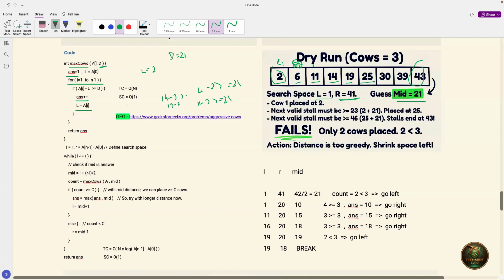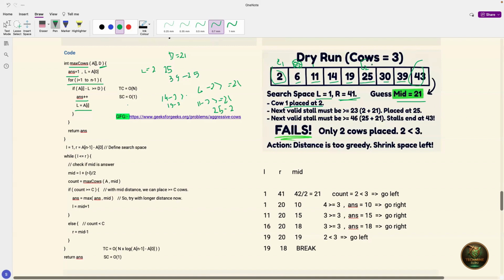Again, we will move to the next index, which is 25. This time, 25 minus 2 will be greater than 21. So here we can place our second cow, and we will update our second cow's position. Now L will be updated to 25. Now we will again check the next element, which is 30. 30 minus 25 will not be greater than 21, right? So we cannot place the third cow. Now we will move to 39. 39 minus 25 is again not greater than 21. We cannot place the third cow here. Now we will move to the last element, which is 43. Since 43 minus 25 is again not greater than 21, we can place only 2 cows here.